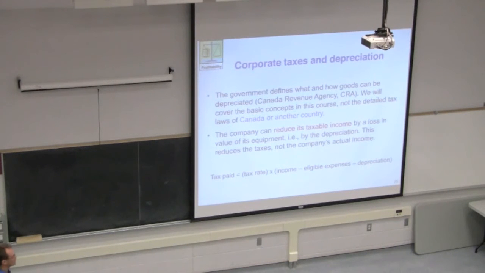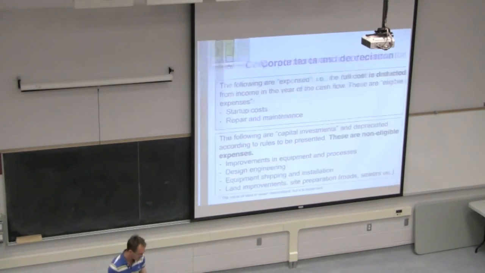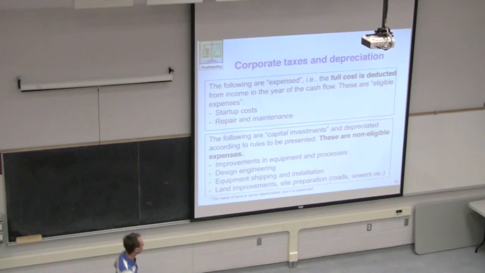Okay. So the government will allow you to take off those expenses, but just not in one big whack. Because otherwise what will end up happening is that companies will just find reasons to spend money so that they end up paying no tax. But what the government will do is allow you to spread it out over some period of time. So let's take a look at how that's done then.